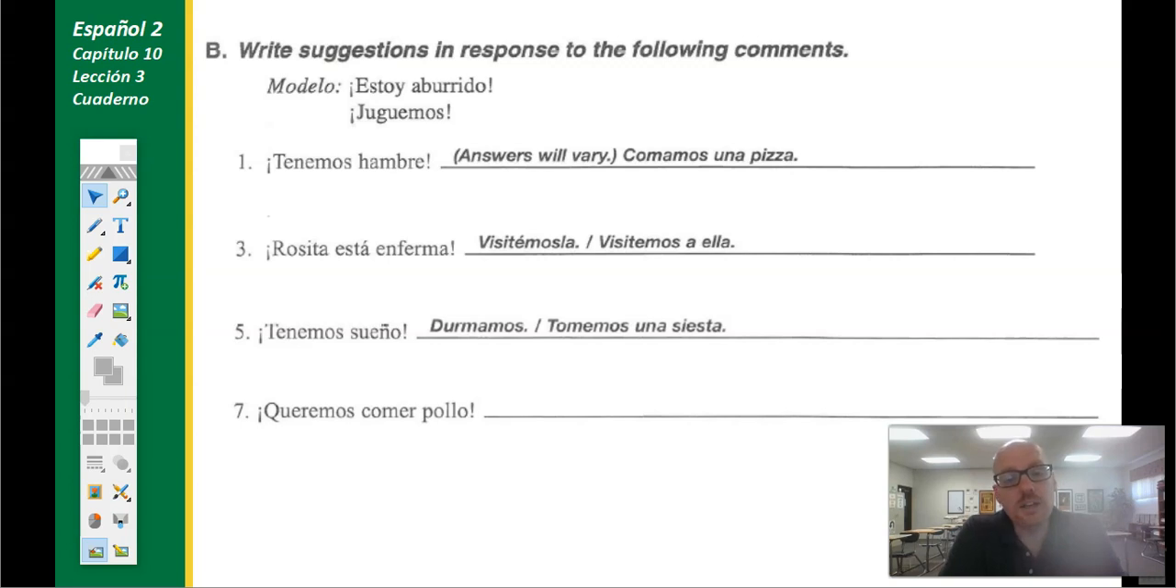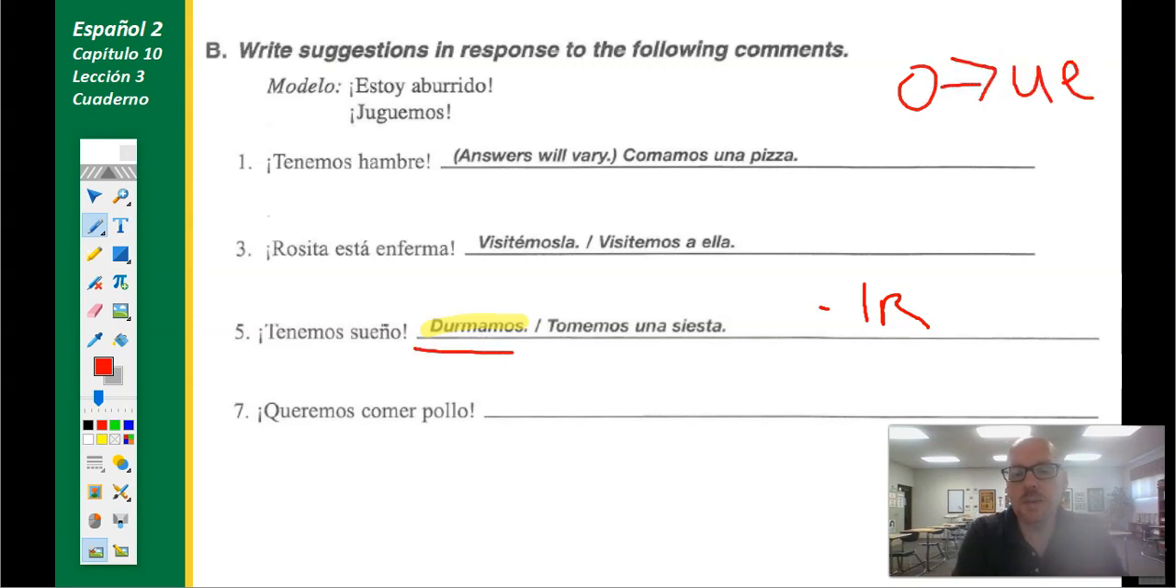Let's take a nap. I do want you to notice here, though, with durmamos, if you use dormir, sleep, remember that dormir is an IR verb. As an IR verb, even though dormir is an O to UE stem change, it will not have that full stem change in the command form of the nosotros. So instead of O to UE in the command form nosotros, it just becomes O to U in the command form of nosotros. That is why we have durmamos, let's sleep.